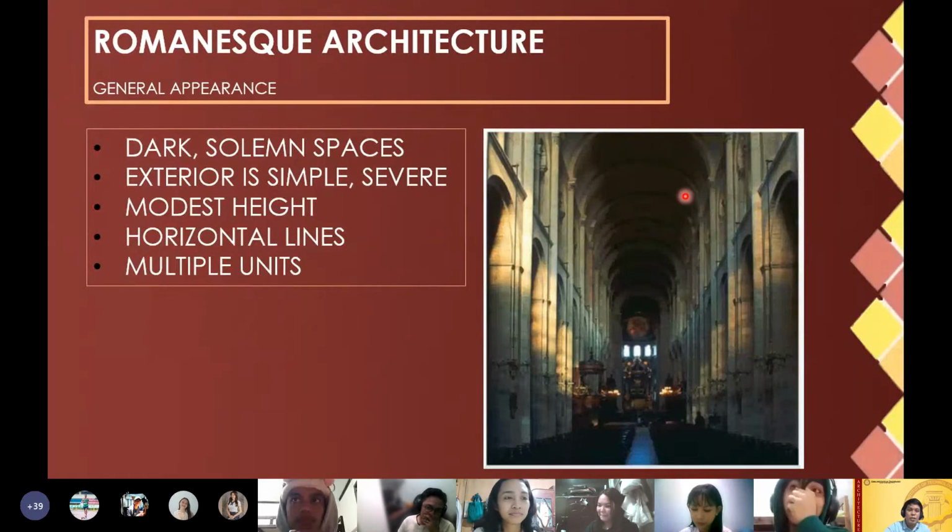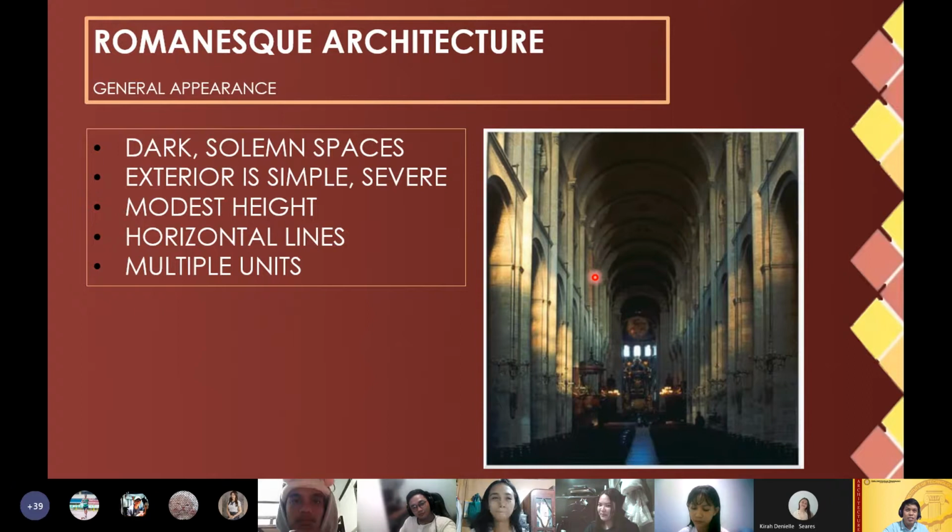So what is the general appearance of Romanesque architecture? So we have here five, no? So dark and solemn spaces. So solemn meaning again, no? Solemn, sober, di ba? So mostly ang mga buildings niya is dark na siya. Dark, solemn spaces. The exterior is simple, severe.